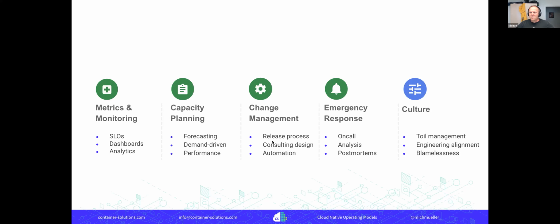Then it's about emergency response: how that works, how on-call should be done, how postmortems and analysis of incidents should be done, runbooks, all of this. It's described and you need to do this. You can have it in a variation, but you should do it. And then an underlying culture: it's about toil management, engineering alignment, and of course, I don't even know if it's a word, but blamelessness. If not, I coined it for future reference.